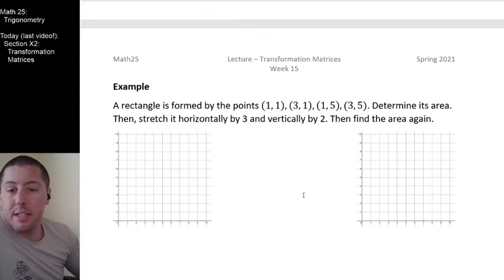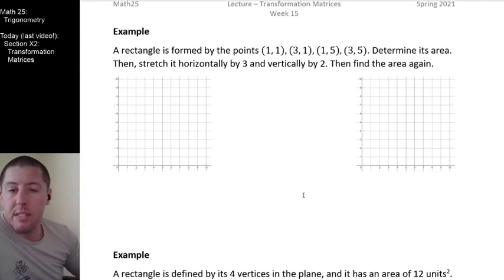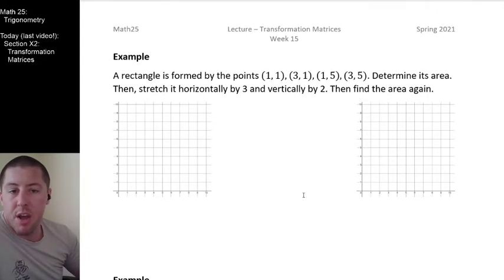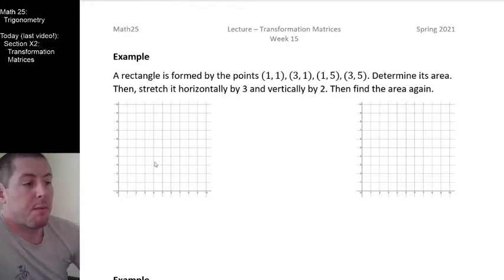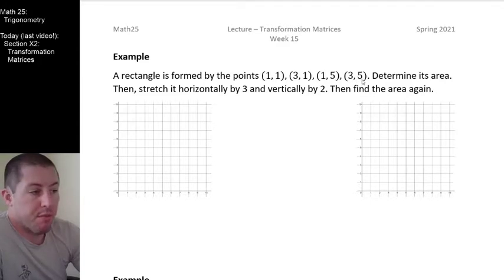So let's go ahead and look at some other nice relationships between some computations that we did in the previous video and what we're doing right now. A rectangle is formed by the points 1, 1, 3, 1, 1, 5, 3, 5.